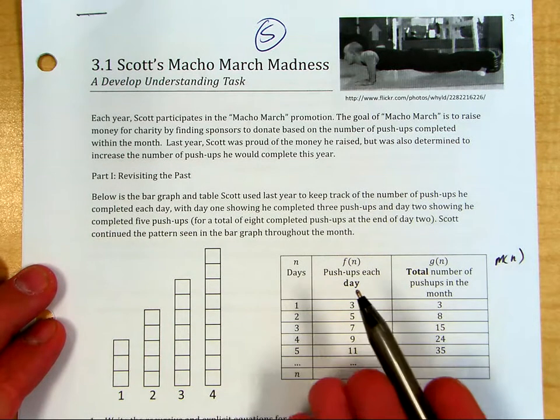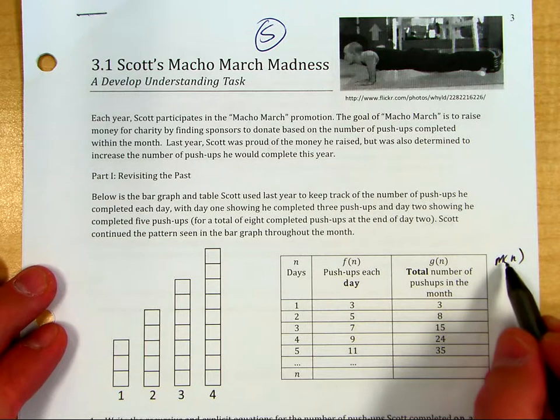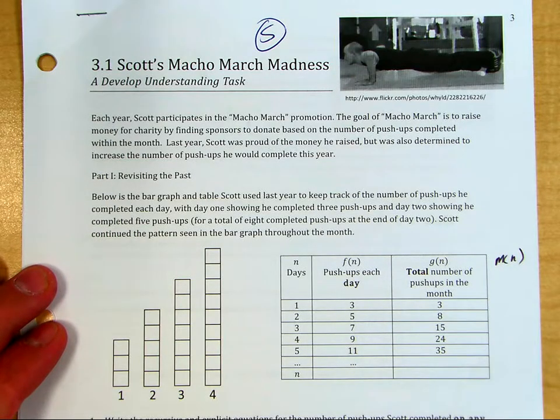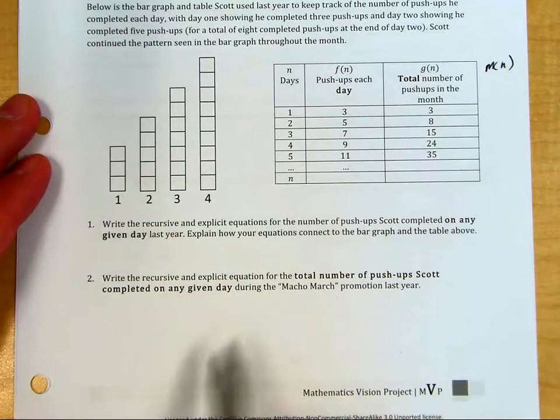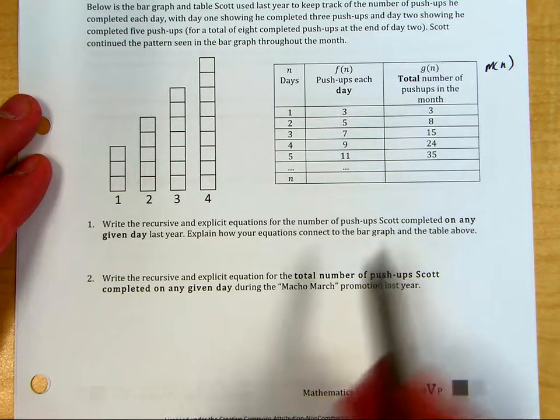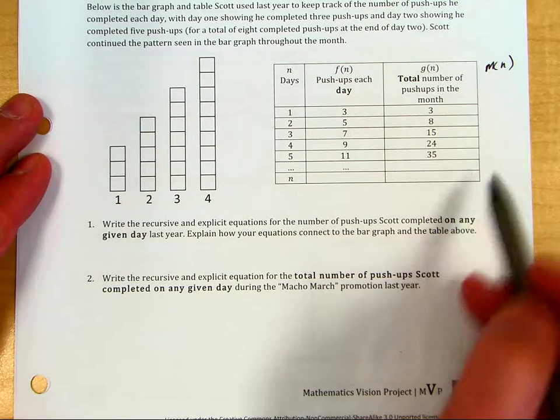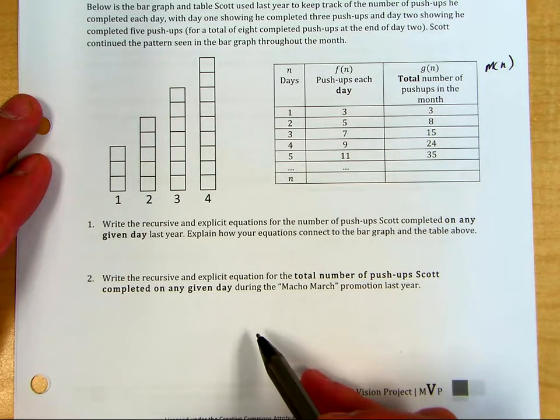Now they're going to push that up a notch, and you're going to go out to find function m of n. This is the total number of push-ups completed for the month. And so you're going to be doing much the same thing. They want you in this task to create the m of n column over here. So that's what you're going to do. I'm going to pause the video here in a second. You're going to answer questions 1 and 2 best you can. Make this column over here based on the description.